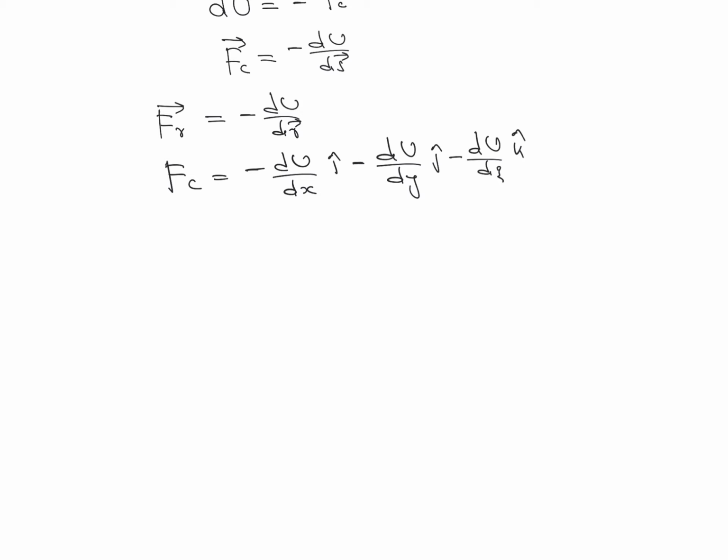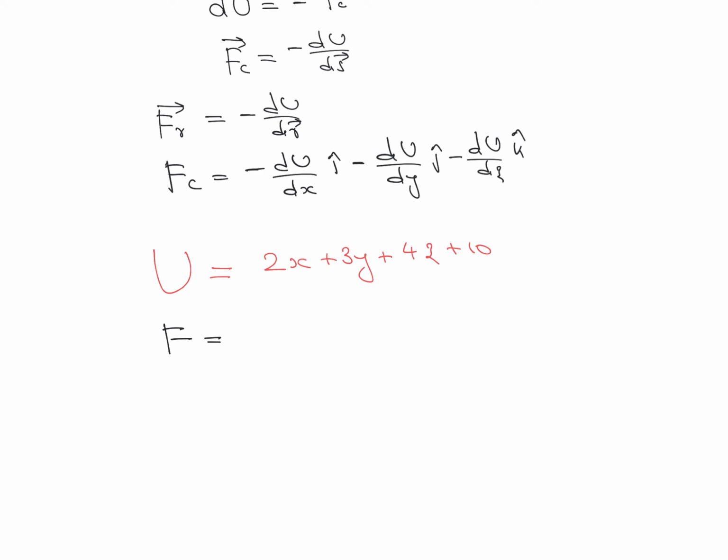For a better understanding of this, we'll take an example. Assume that the potential energy of an object is given as 2x plus 3y plus 4z plus 10. So this is how the potential energy varies with respect to its coordinates x, y and z. Our aim is to find the value of the force acting on this particle.